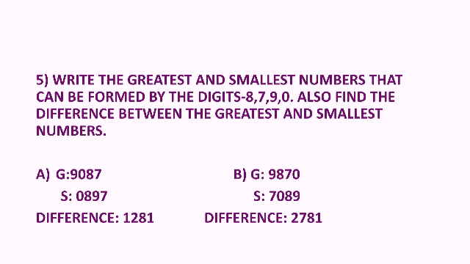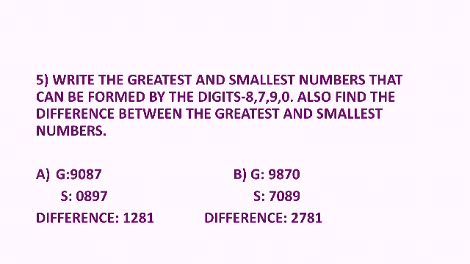But since here there is a 0, make sure that you do not place 0 in front, because if you put it like this, 0, 7, 8, 9, then it will be a 3-digit number. So solve accordingly. Think and then solve.